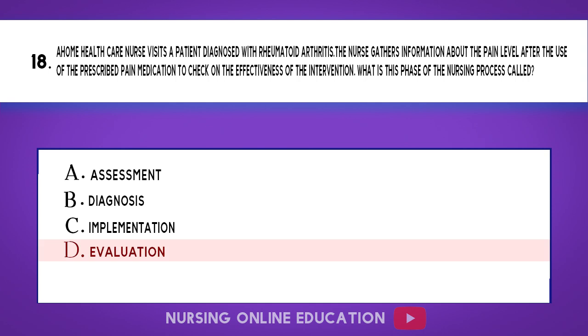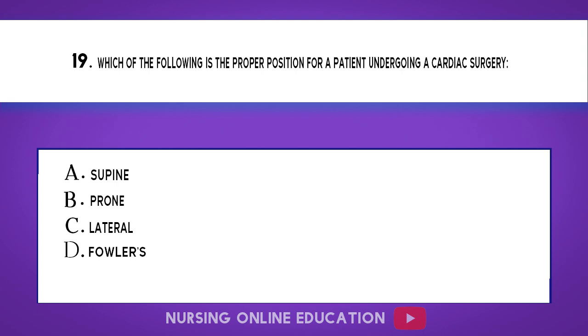The answer is option D, evaluation. 19. Which of the following is the proper position for a patient undergoing a cardiac surgery? A. Supine, B. Prone, C. Lateral, D. Fowler's. The answer is option A, supine.